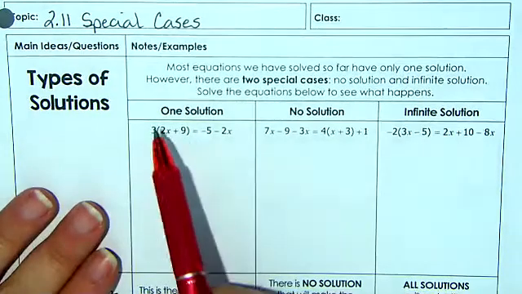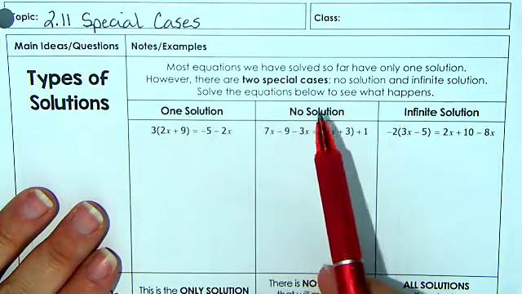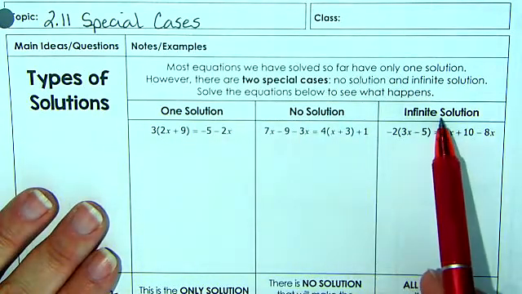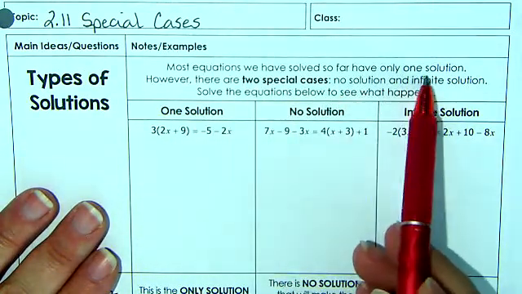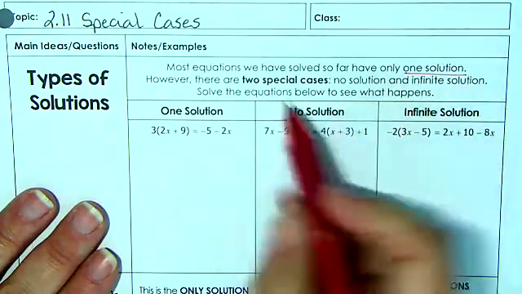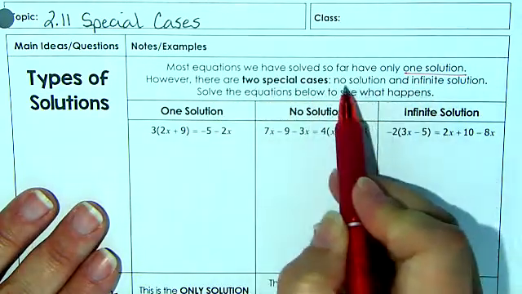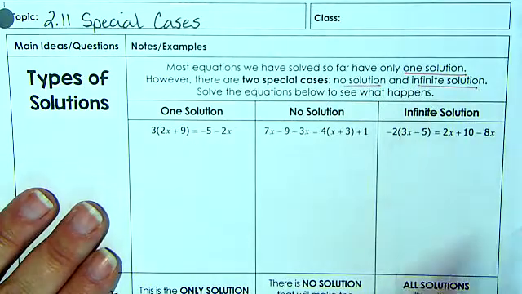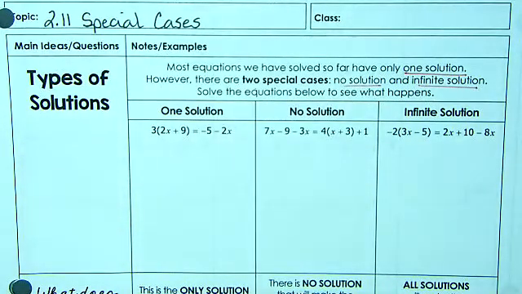Because we have three different types of solutions. You have one solution, no solution, and infinite solutions. So far, what we've solved have been one solution. However, there are two special cases, the no solution and the infinite solution. So we're going to solve each one of these and see what happens.